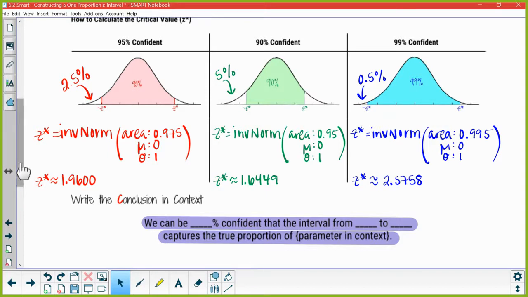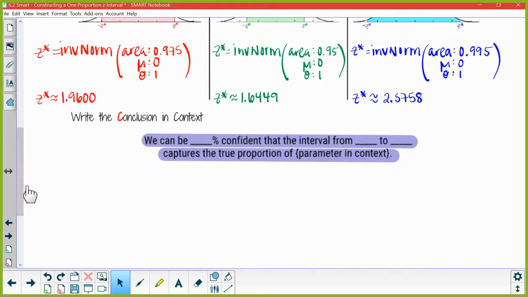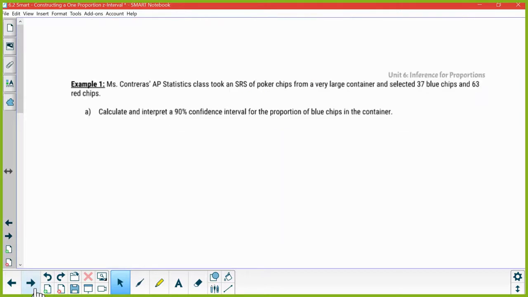Okay, so we've kind of gone through the process, PANIC. Now we're going to actually apply it to a problem. Miss Contreras' AP Statistics class took an SRS of poker chips from a very large container and selected 37 blue chips and 63 red chips. Calculate and interpret a 90% confidence interval for the proportion of blue chips in the container.